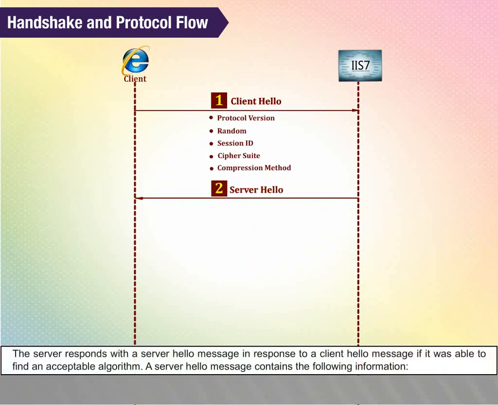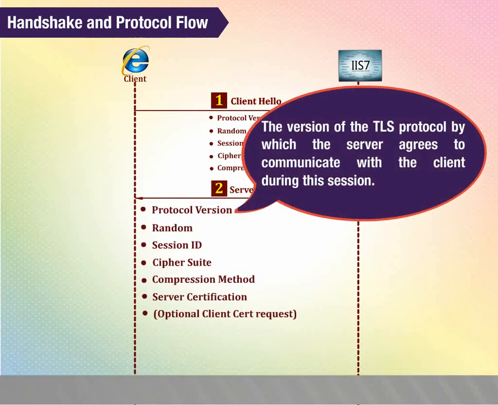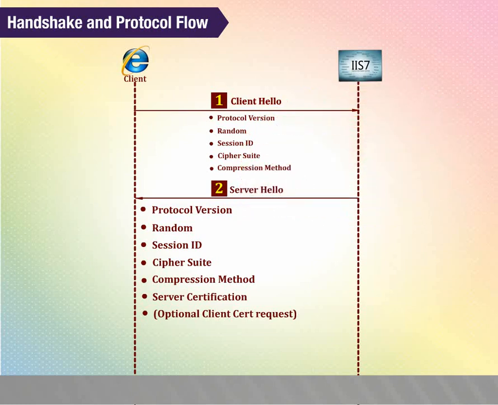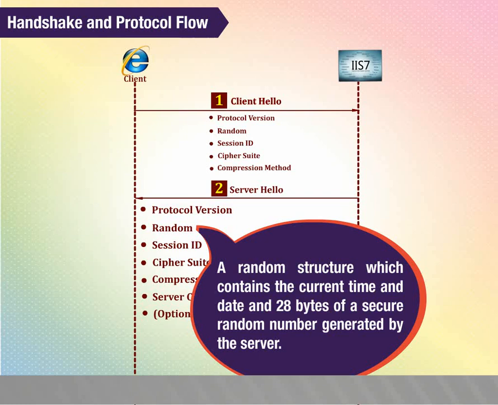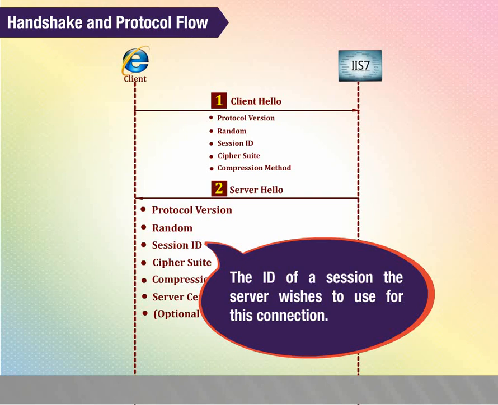The server responds with a server hello message in response to a client hello message if it was able to find an acceptable algorithm. A server hello message contains the following information. Protocol version: the version of the TLS protocol by which the server agrees to communicate with the client during this session. Random: a random structure which contains the current time and date and 28 bytes of a secure random number generated by the server. Session ID: the ID of a session the server wishes to use for this connection.